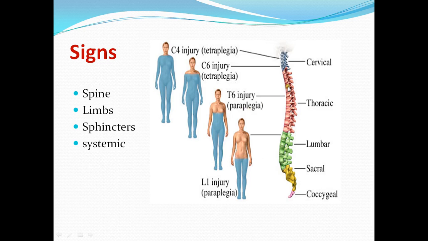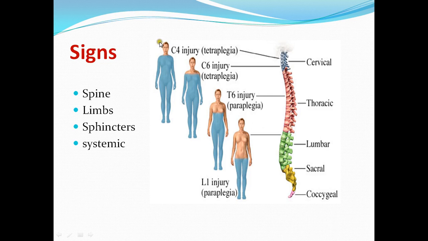Again, as I mentioned in this presentation slide, we should not be confined only to the spine. When a patient has a history of trauma and a spinal injury, always do a systemic examination as well. These patients can have head injury, chest trauma, or abdominal injury. So the patient should be examined as a whole, from head to toe, to find any other associated injuries.